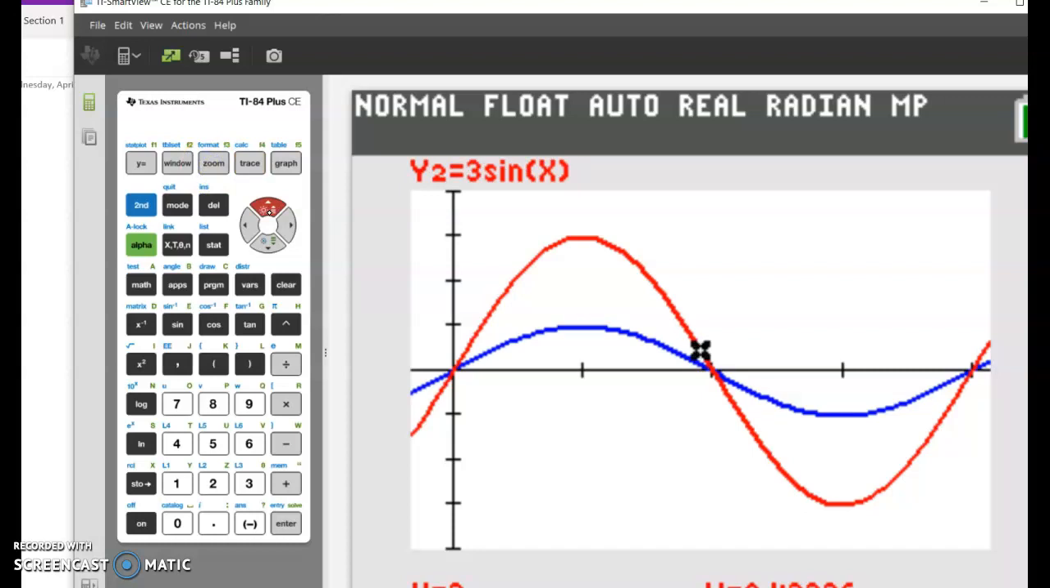Now, what do you notice? Yeah, that's right. It's higher or lower. How much higher or lower do you think it is? Yeah, that's correct. 3 times as high or 3 times as low. So what we say is that affects the amplitude. Right? It increases the amplitude. And in fact, in this case, the amplitude is 3. It goes all the way up here to 3.